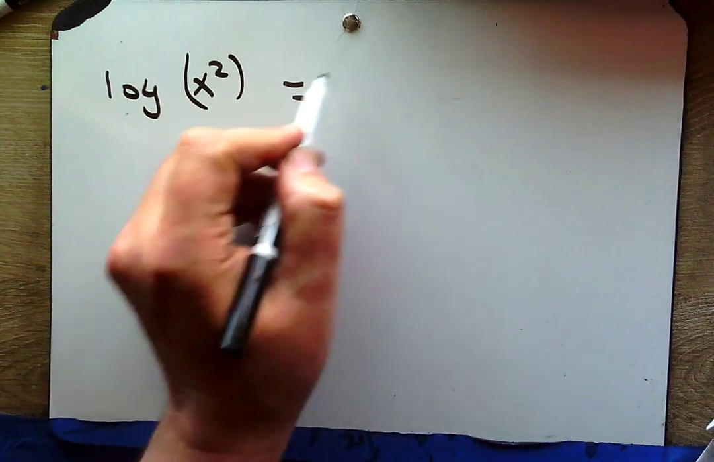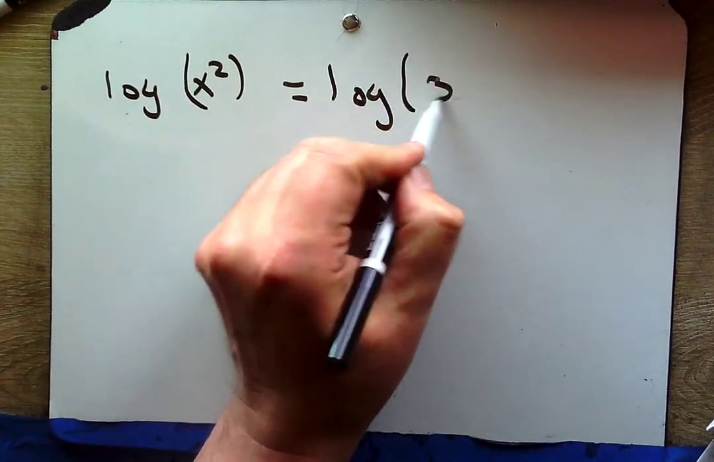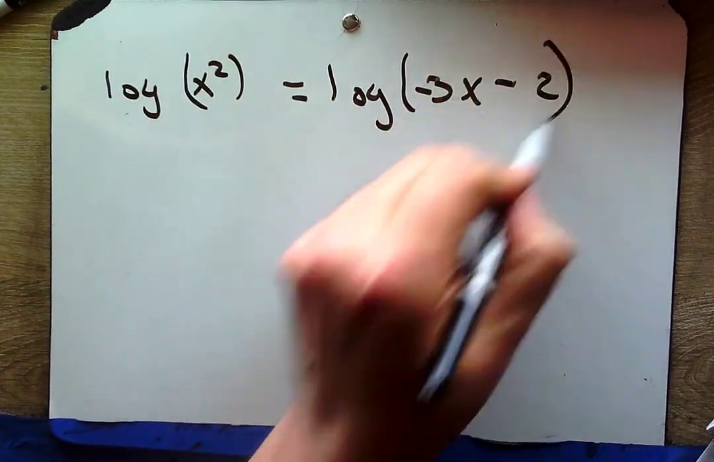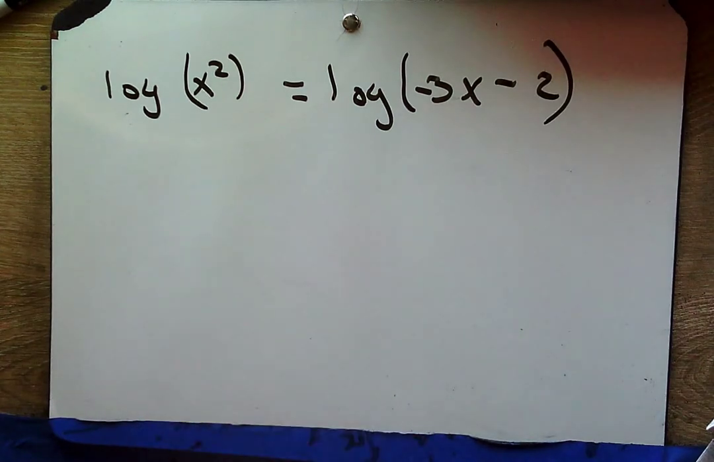How about this one? Log of x squared equals log of minus 3x minus 2. Give that one a try. I hope you are comfortable with that one.